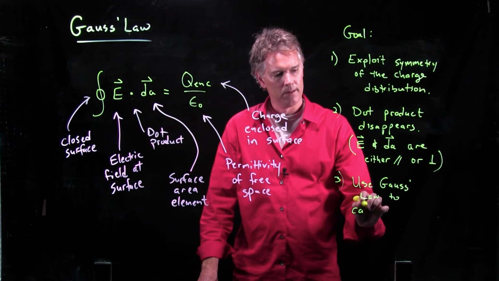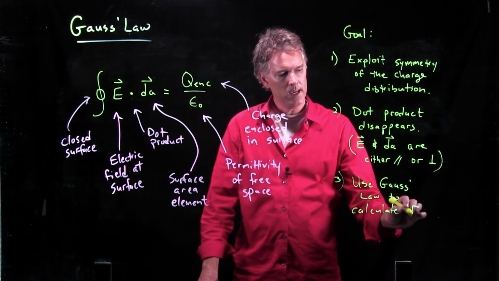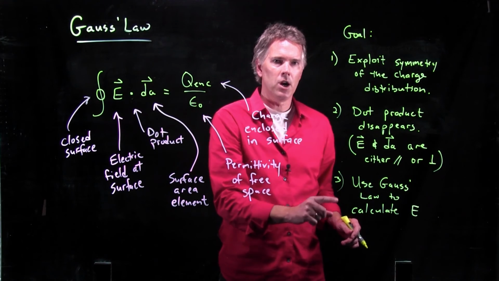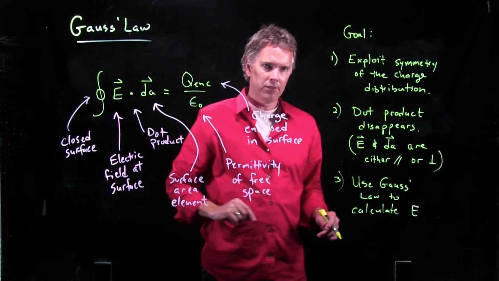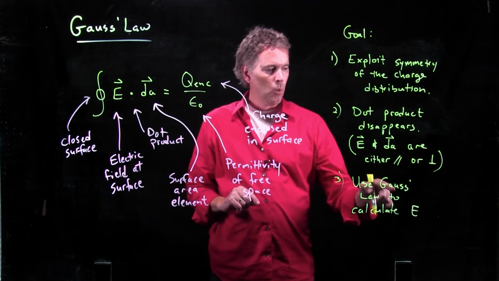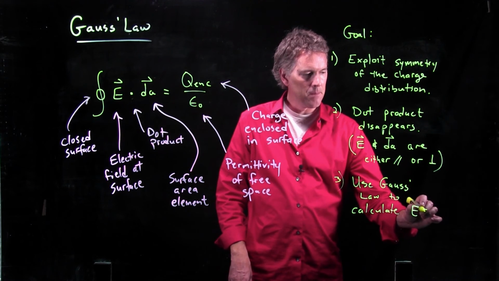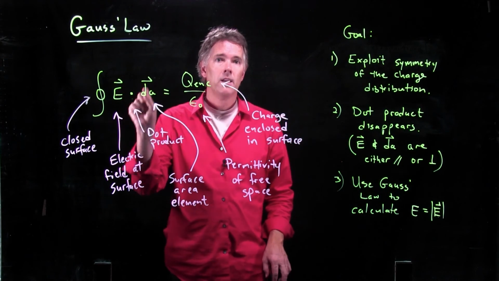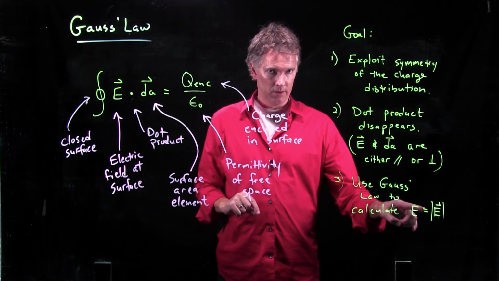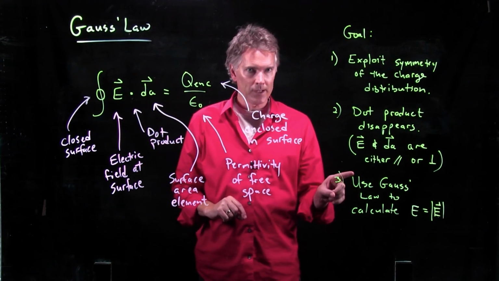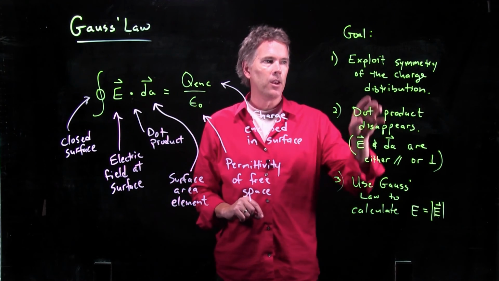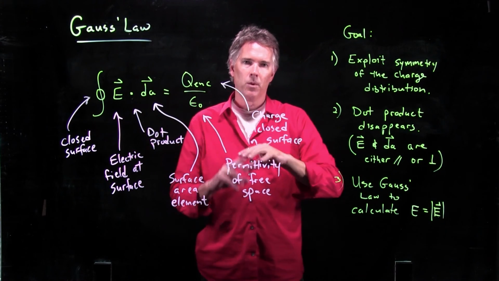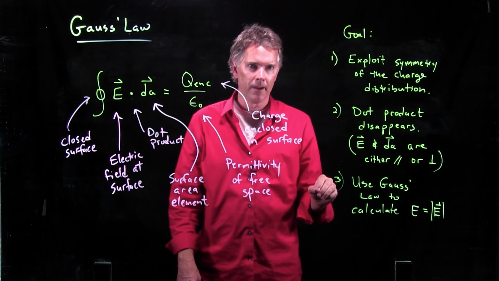to calculate E. Now I want you to look at what I wrote there. I said we use Gauss's law to calculate E, but I didn't put a vector sign on top of it, okay? What we are calculating here is the magnitude of the E field. Gauss's law tells us the magnitude of the E field, but it doesn't tell us the direction of the E field. The direction of the E field has to come from the symmetry of the problem, back here in step 1. And when we do a couple examples, you see exactly what I mean by that, okay?